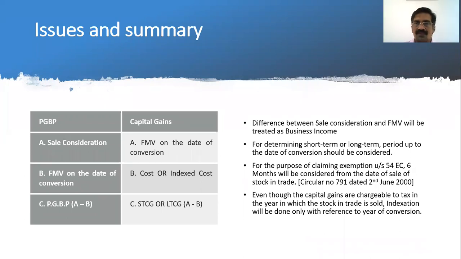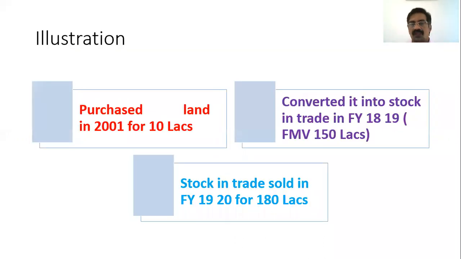So to quickly summarize, when a capital asset is converted into stock in trade, take for example here: you have land purchased in 2001 for 10 lakhs, converted into stock in trade in 1819 when the fair market value is 150 lakhs. Stock in trade is sold in 1920 for 180 lakhs. So the first point is, in financial year 1819, transfer is over because conversion of capital asset into stock in trade has been considered as a transfer by section 2 subsection 47. So therefore, in financial year 1819, transfer is complete.